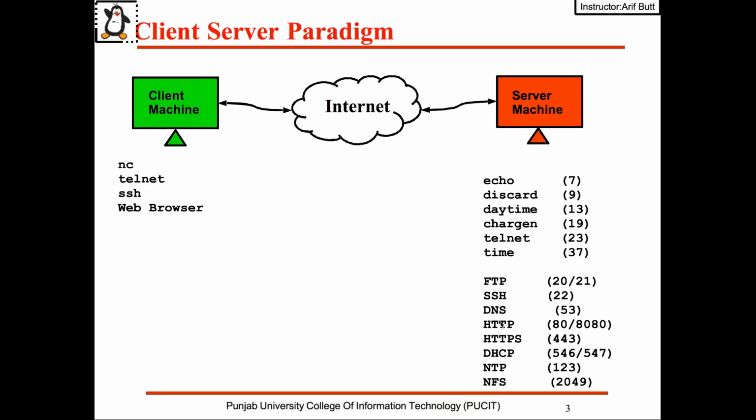Okay, let's talk about the client machine as well. A process or application that initiates a request to a server process is called a client process. And there can be a lot of client processes running on this client machine. For example, in the last session we have seen Netcat, Telnet, SSH, and you all have used the web browser, which is a client program for a web server running on a server machine.